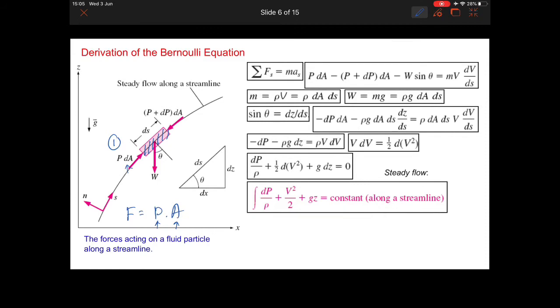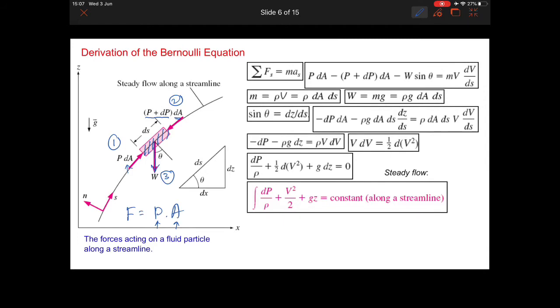Another force, which is force number 2, whenever the particle is moving, there is another force in the opposite direction of the particle. It involves the pressure plus the difference of the pressure, or the pressure changing, times dA. The third force involved while the particle is moving is the weight of the particle itself.